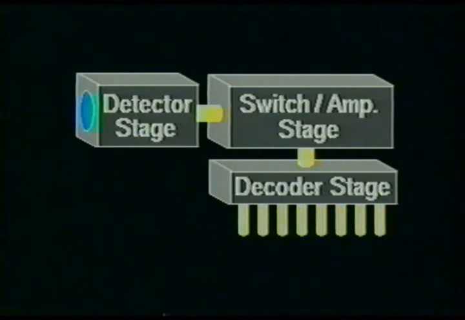As you can see, the receiver accepts the optical data at the detector stage. The detector stage then converts the optical data into electrical energy pulses. These pulses are then timed and shaped in the switching stage. From here, the electrical data is sent through the decoder stage to the equipment receiving the information. We will now pause for a short review of the material just discussed.